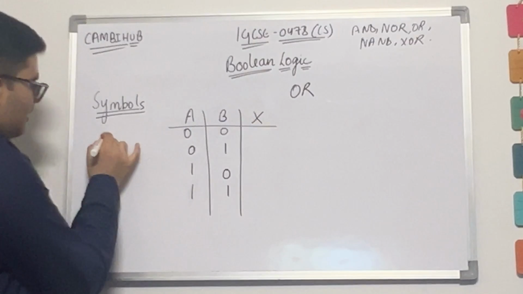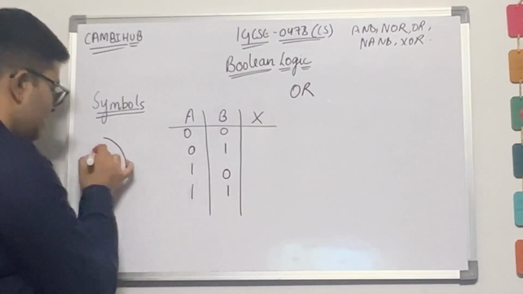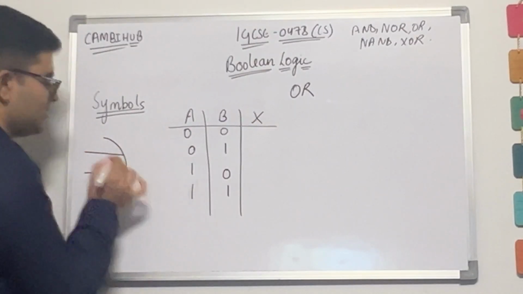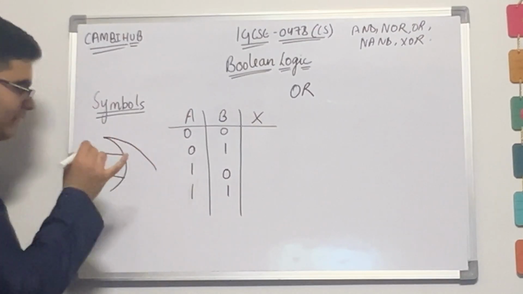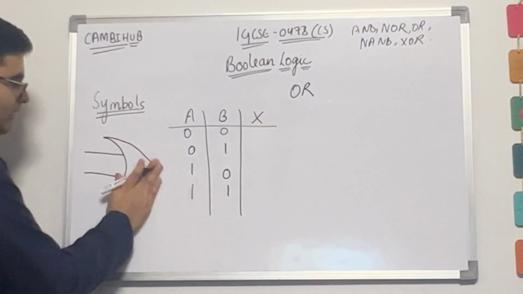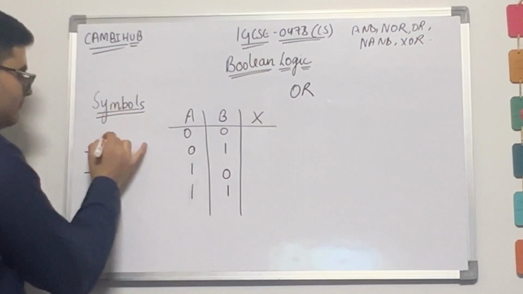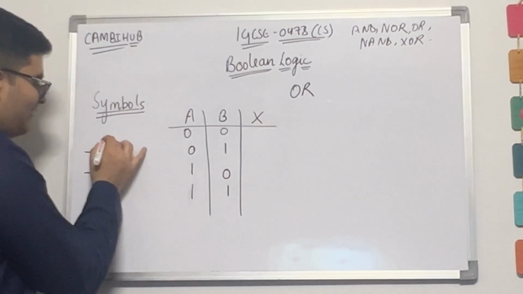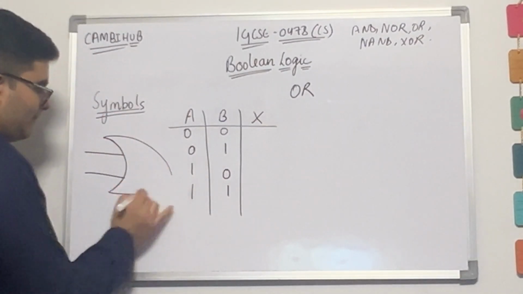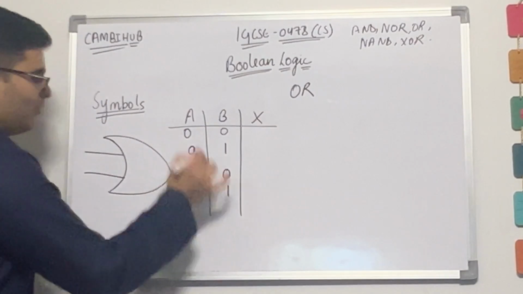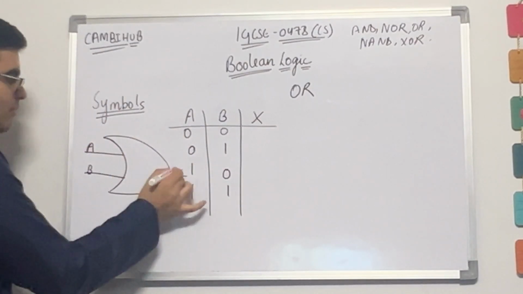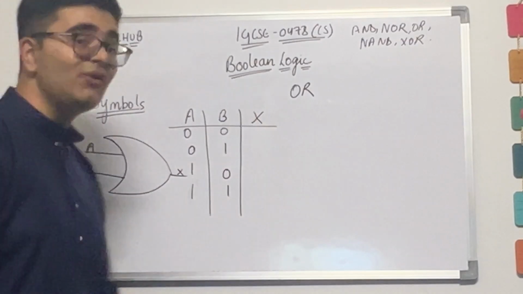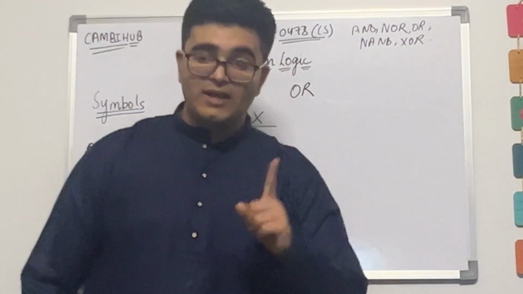We make a curve like this at the starting. OR also has two inputs, so we'll make two inputs and we'll make a curve like this. Make sure it's a smooth one. Never mind, right? And there's an output associated to it. So A, B, and the output is X, right? So the OR gate also has two inputs and one output.